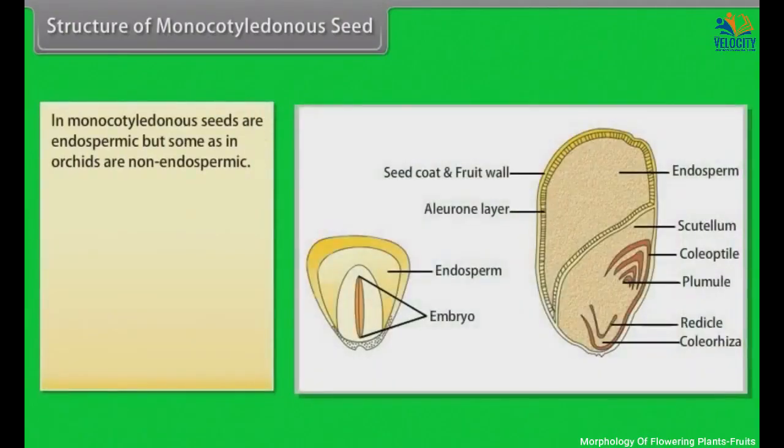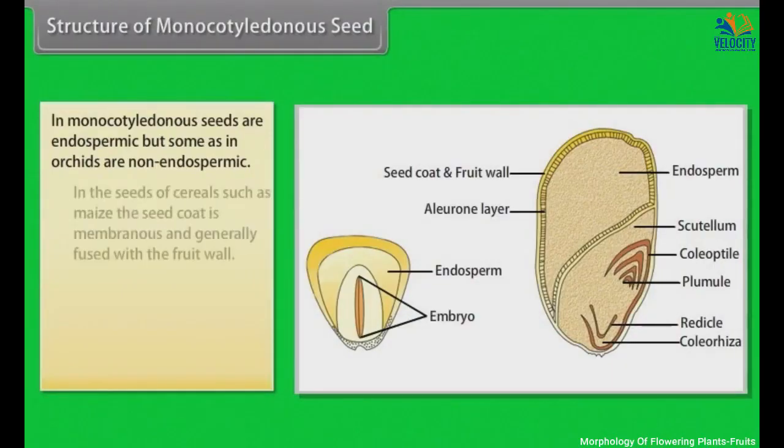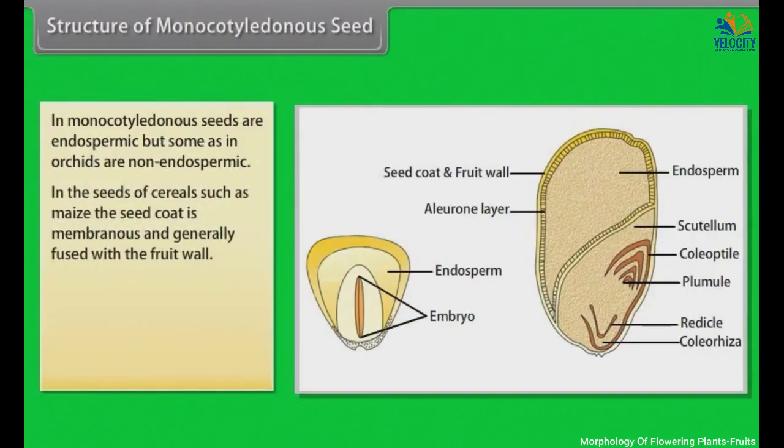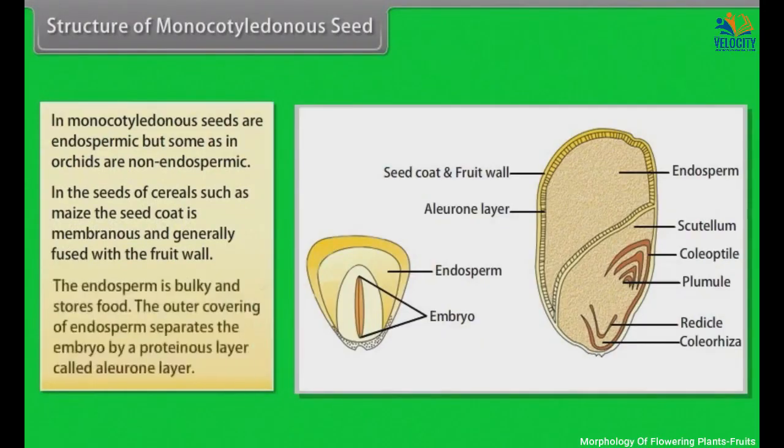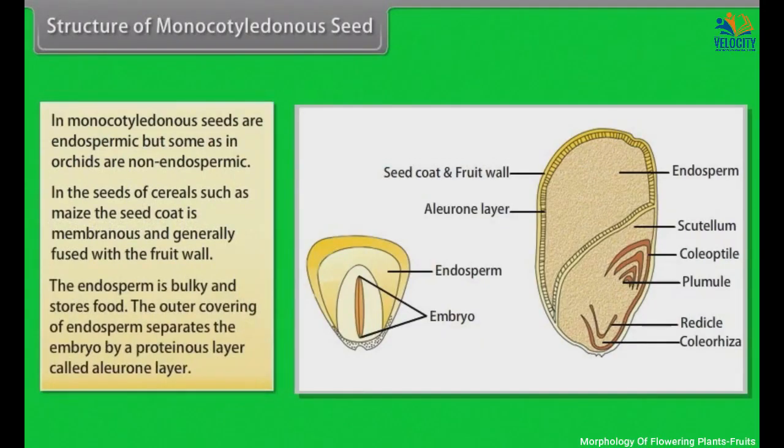Structure of monocotyledonous seed. Monocotyledonous seeds are endospermic, but some, as in orchids, are non-endospermic. In the seeds of cereals such as maize, the seed coat is membranous and generally fused with the fruit wall. The endosperm is bulky and stores food. The outer covering of endosperm separates the embryo by a proteinous layer called aleurone layer.